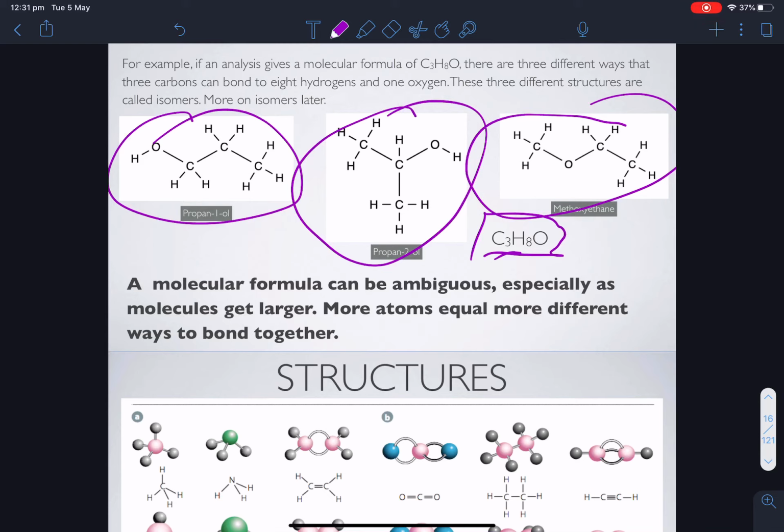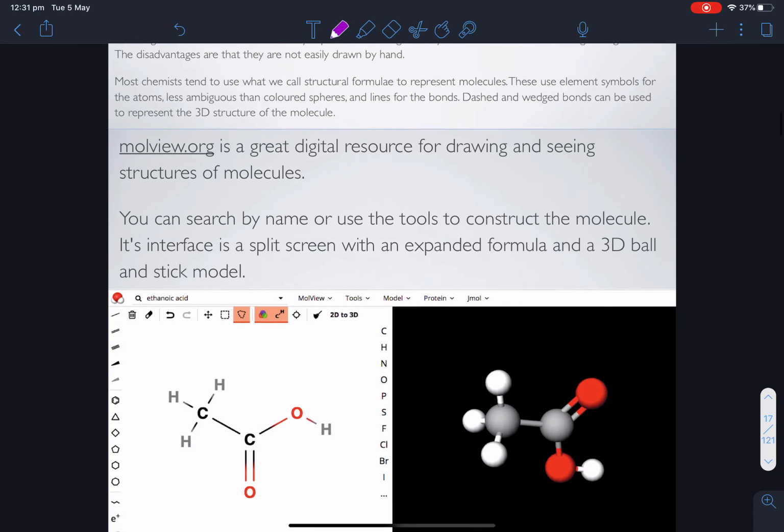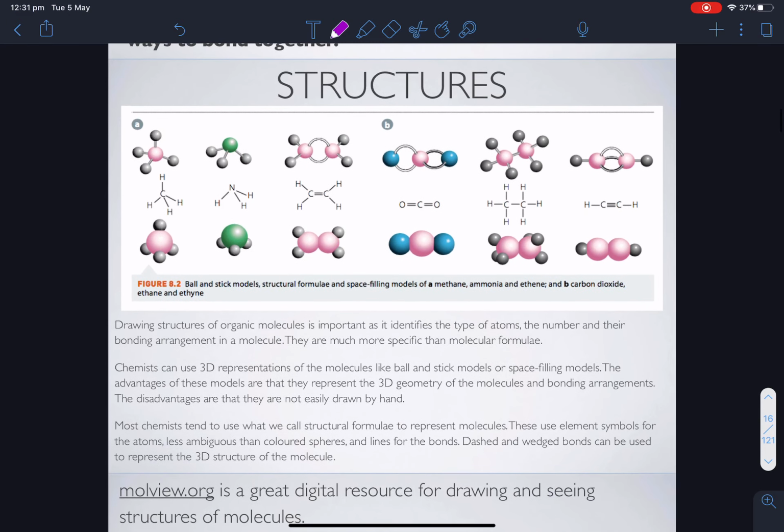So a molecular formula can be ambiguous, especially as molecules get larger. More atoms equals more different ways to arrange them. So we need good naming and a good way to draw these. Two more slides and then I'll call it quits.